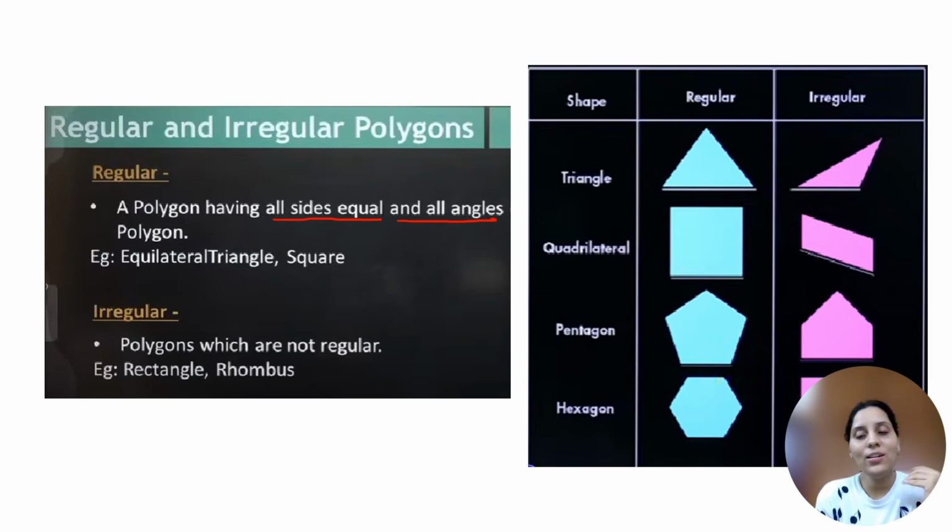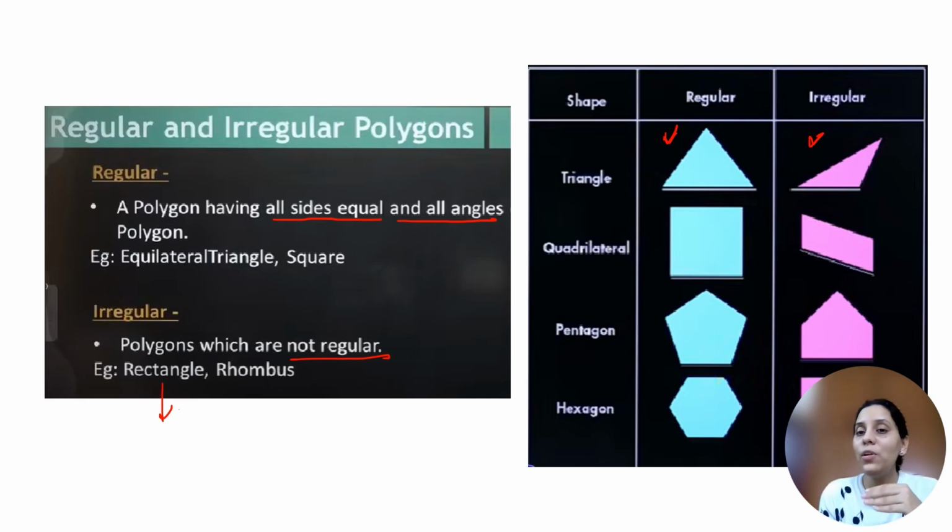Whereas irregular is just the opposite of it, which are not regular. That means the sides are not equal, the angles are not equal. For example, a rectangle. As we know, in a rectangle all the sides are not equal, isn't it? Only the opposite sides are equal. All the angles are not equal. So that is why regular means all sides are equal. See, this is a regular polygon and these are irregular polygons.